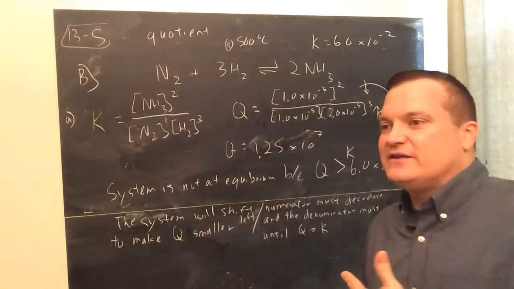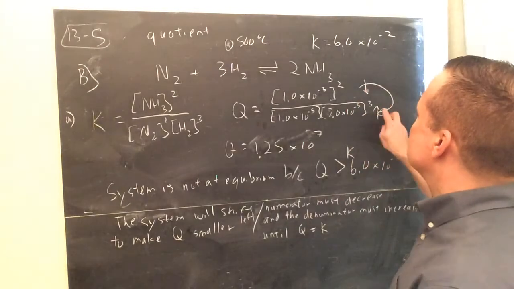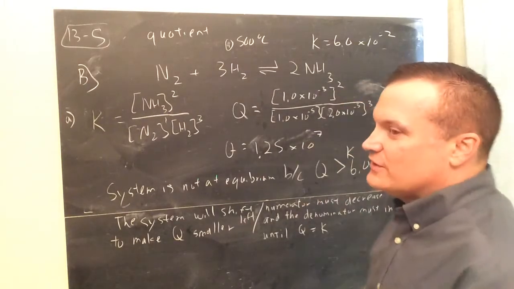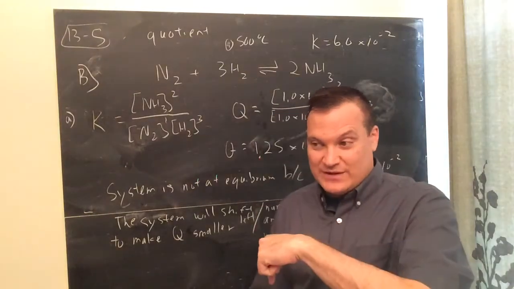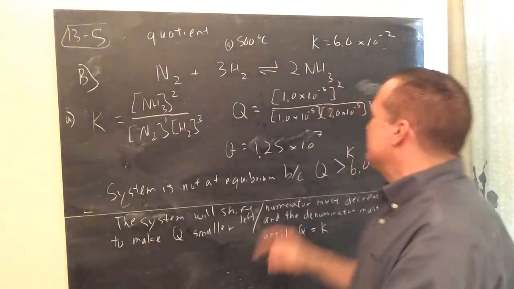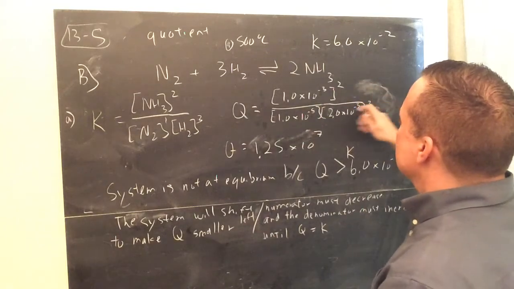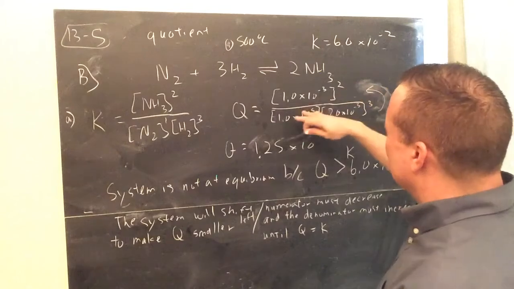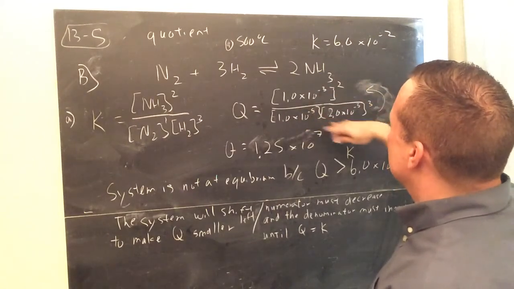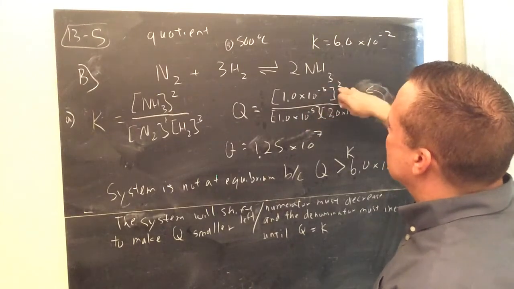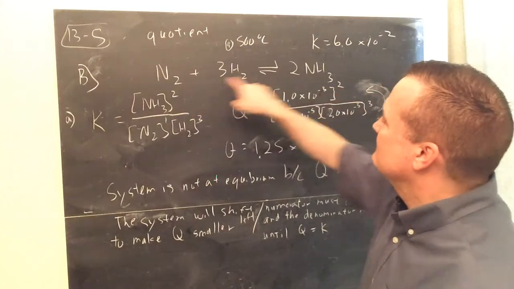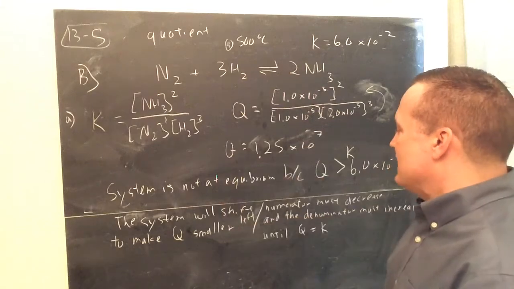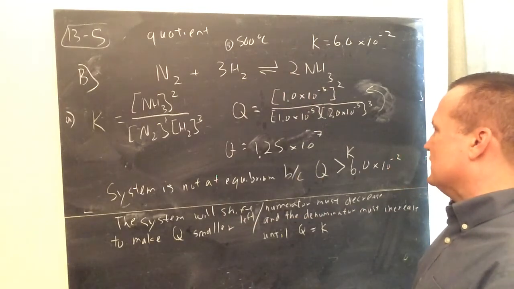If Q is smaller than K, then it would need to shift in a way for the numerator to increase and the denominator to decrease. If Q is too small, it must shift from bottom to top. Take some stuff off the bottom and make it on the top, the mass or molarity on the bottom to the top material. So going from bottom to top means going from left to right. That means this has to increase and these have to decrease. That will cause Q to get larger.